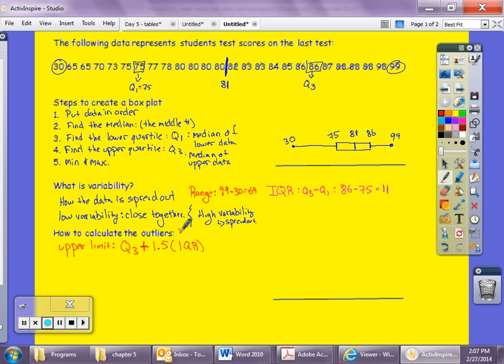And then we just plug all of our values in. The upper limit, Q3, is quartile 3, which we said is 86, plus 1.5, and we calculated the IQR, which is 11. So we get 86 plus 1.5, and we can go to our calculator.